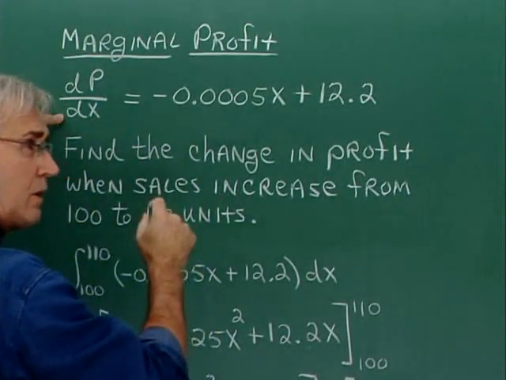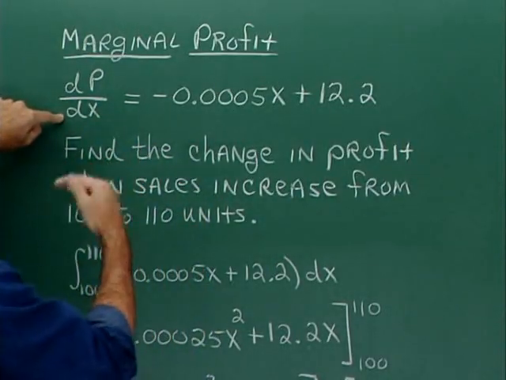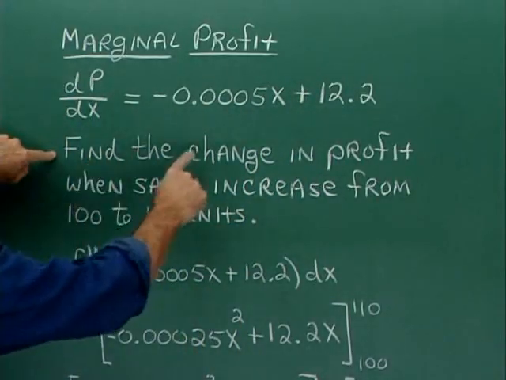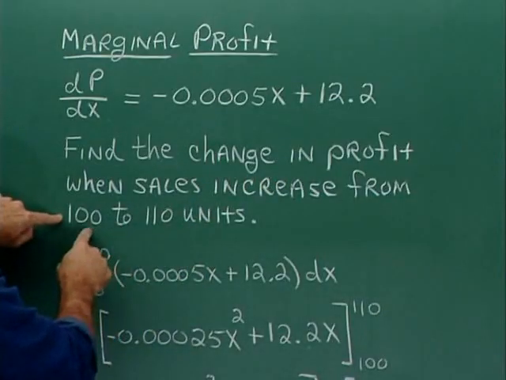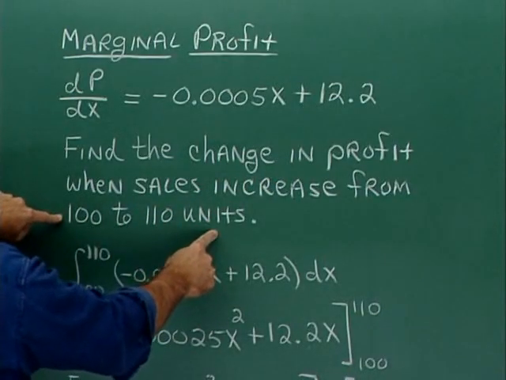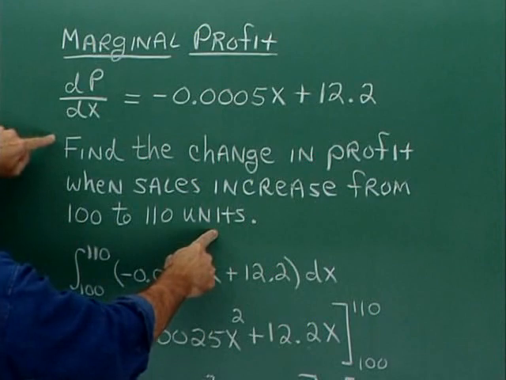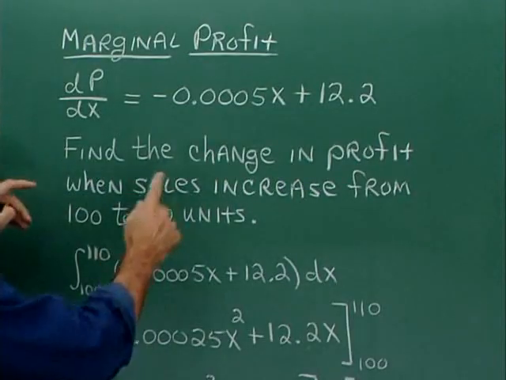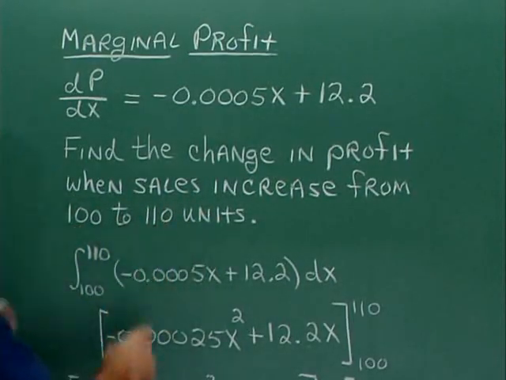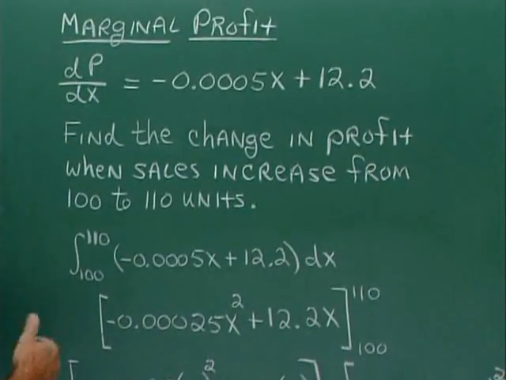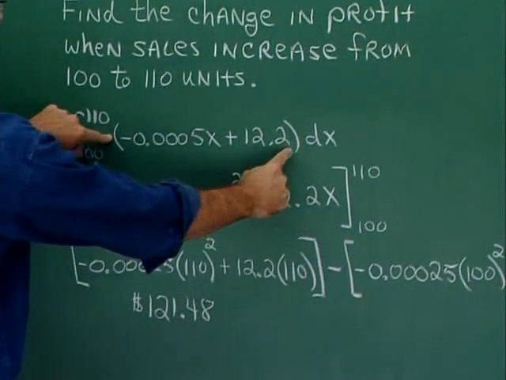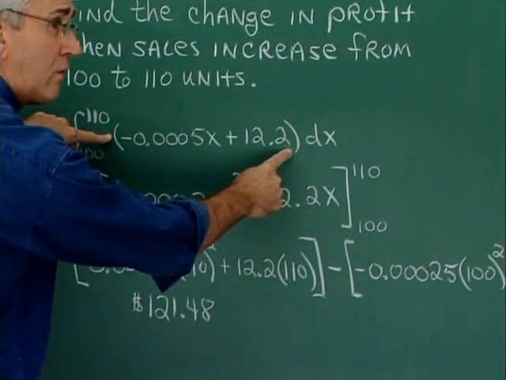And in this problem, we're going to be asked to find the integral. Where did this come from? You see, that's the idea. We want to find the change in profit when sales increase from 100 to 110 units. Now, we know the rate of change in profit is up here, but what about the amount of change in profit when sales changed from 100 to 110 units? Well, that's an integral idea. So it's the integral from 100 to 110 of this marginal profit expression, you see, or function.